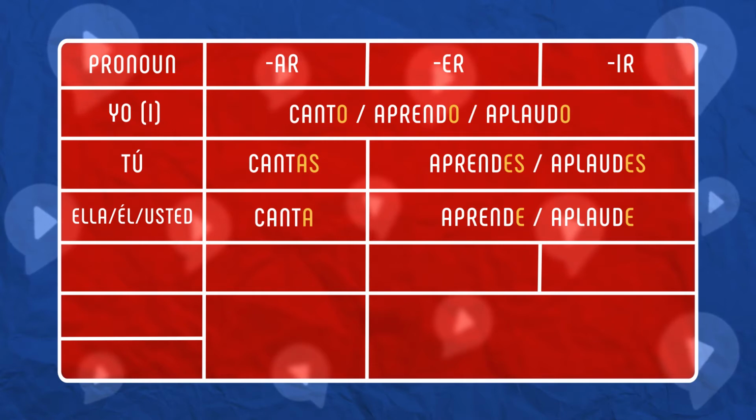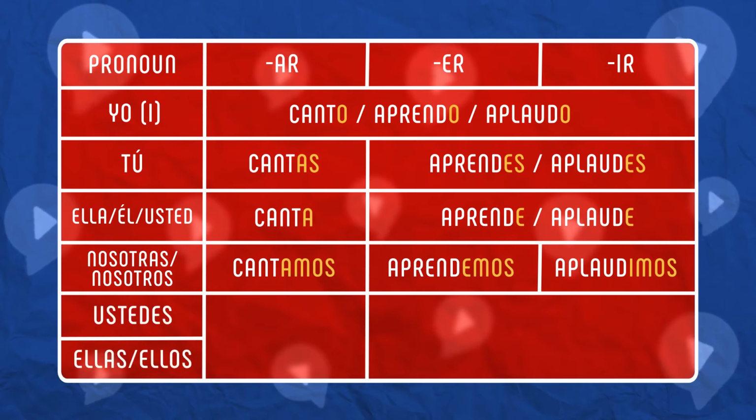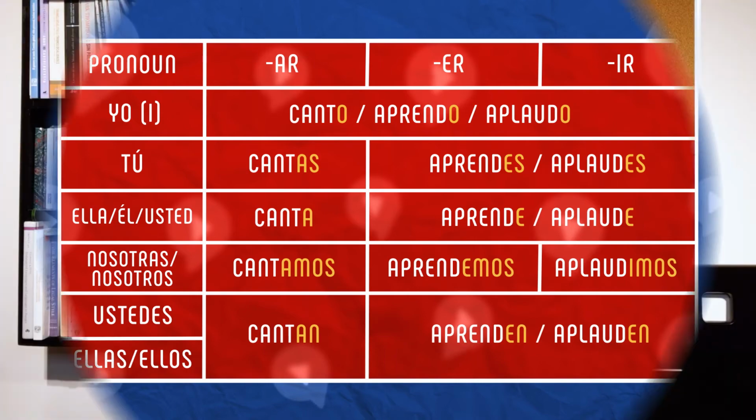The conjugation in the first person plural, nosotras or nosotros, depends on the ending of the infinitive form. If it's AR, the conjugation is amos. If it's ER, the conjugation is emos. If it's IR, the conjugation is imos. The conjugation in the second and the third person plural, ustedes and ellas or ellos, is AN or EN. These patterns are followed by all regular verbs when conjugated in the present tense.